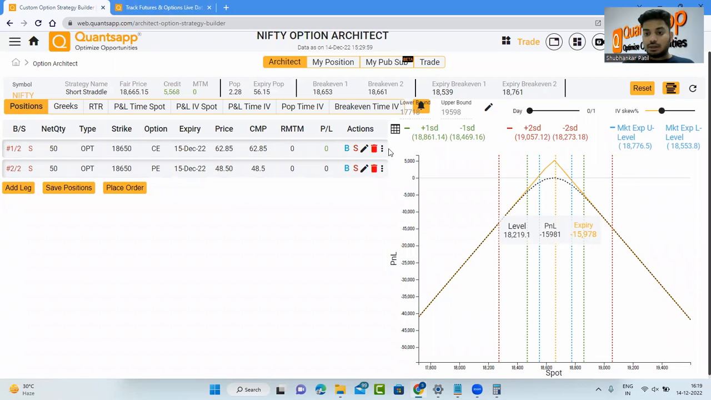The thing with this strategy is that whichever strike price you sell the straddle at, that is the level where you will make maximum profit. Let's say we sold 18650; if the market expires exactly here, that is where you make the maximum profit. A mountain peak is formed, and immediately on both sides, if the market does not end up exactly here, your loss starts immediately.